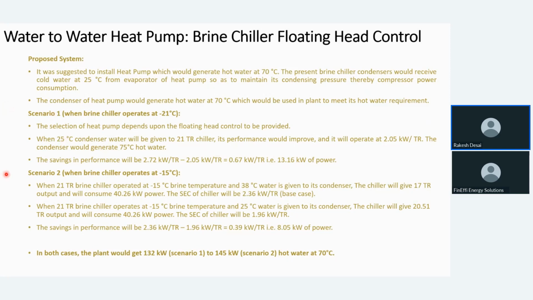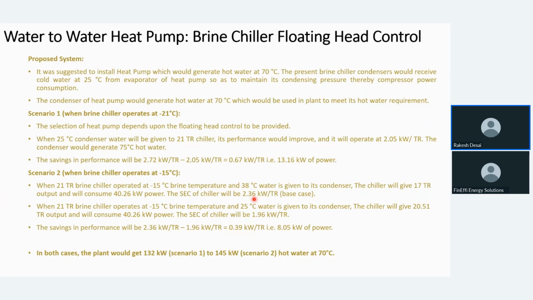Now scenario 2, when the brine chiller operates at minus 15 degrees centigrade. So when the brine chiller operates at minus 15 degrees centigrade brine temperature and 38 degrees centigrade water, which is the present case scenario, is given to its condenser, the chiller output was 17 TR and it consumed 40.26 kW power. So the specific energy consumption of the chiller was 2.36. This is the base case consumption for us.